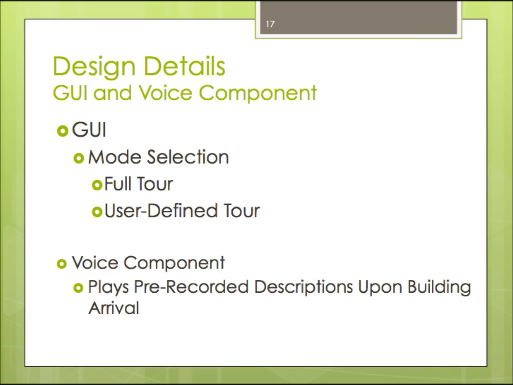Our robot also contains a graphic user interface with 2 levels of mode selection. The first is a full tour, which will begin and end at the field house. The second is a user-defined tour, in which the user is prompted to enter the building that they would like to travel to next. Additionally, our robot contains a voice component, which plays pre-recorded descriptions of the buildings upon arrival.